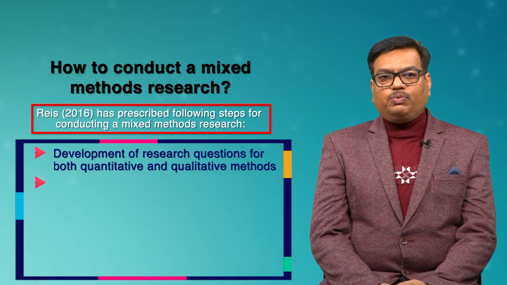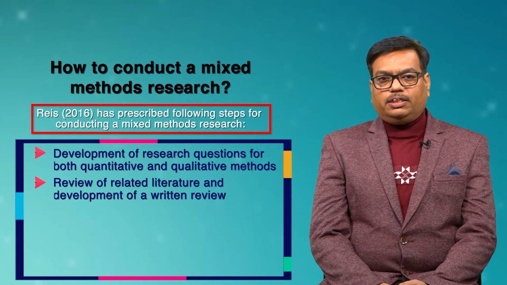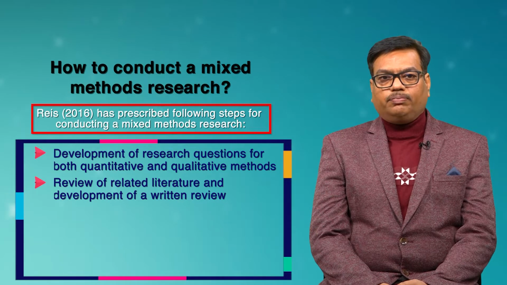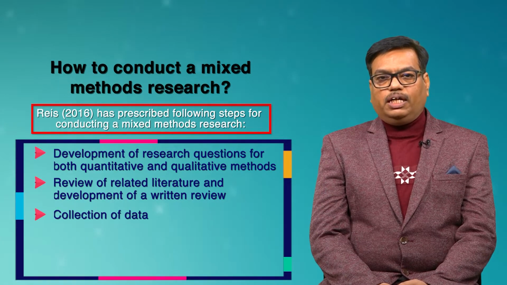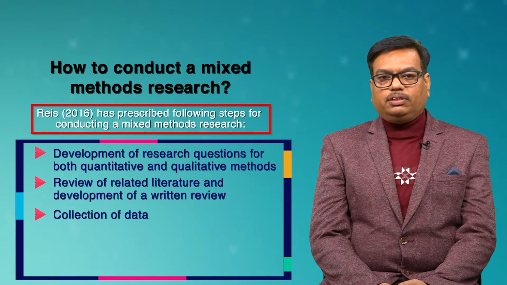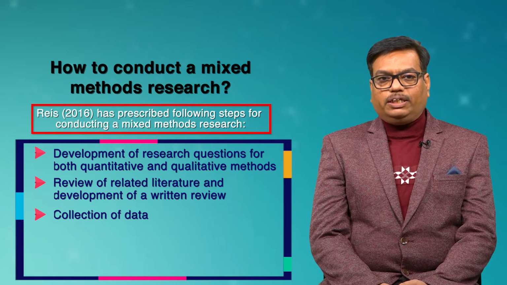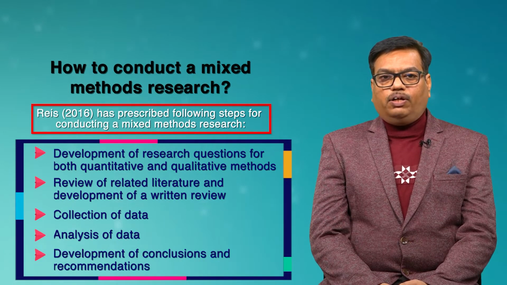And then of course, review of related literature and development of a written review, and this review of related literature will also help you to justify your claim that why you are conducting a mixed method research. Then of course, you will collect data as prescribed above, you will collect quantitative data as well as you will collect qualitative data. Then analysis of data and development of conclusions and recommendations.